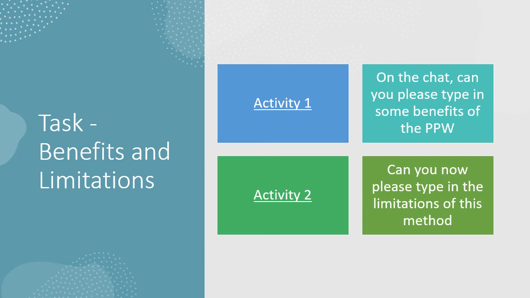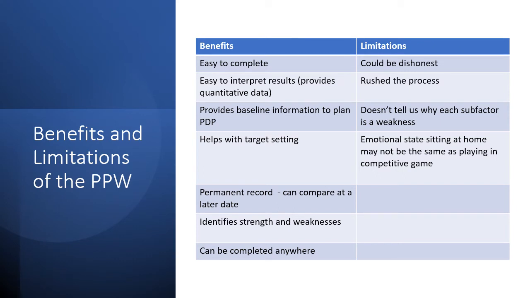Once you have finished this, can I ask you to then write down the limitations of the performance profiling wheel on the chat. Again, please feel free to add on any that I've missed out, and you can copy this table down if there are any here that you haven't yet discussed.